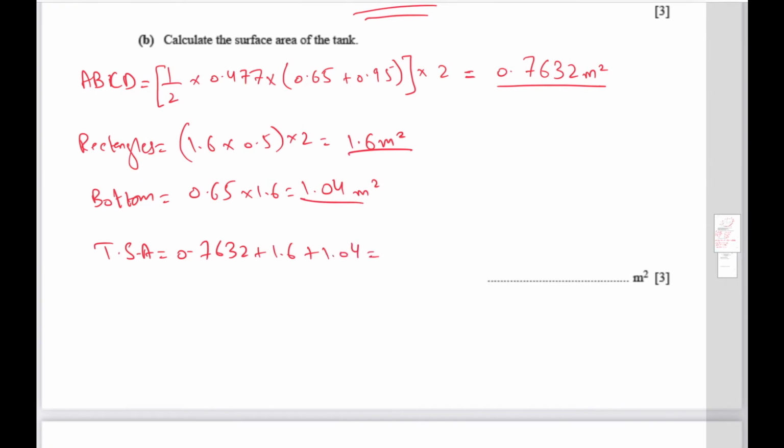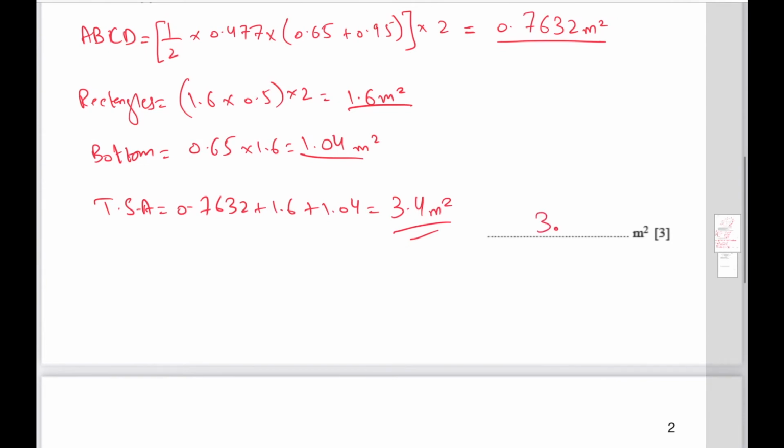So when we add all of them, let's see what we get. 0.7632 plus 1.6 plus 1.04. The total surface area comes out to be 3.4 meter square. So we write our answer over here, 3.4.